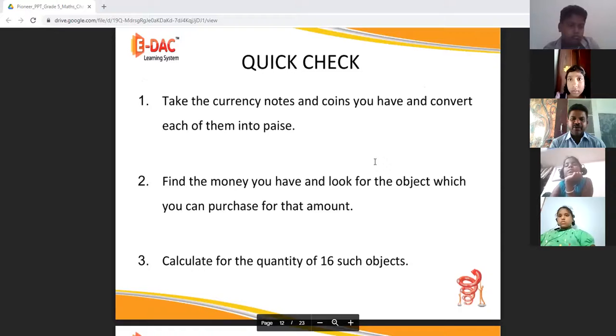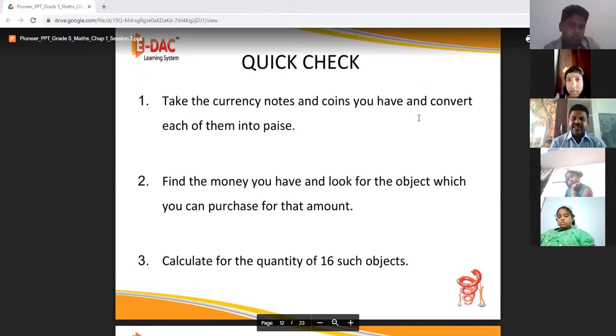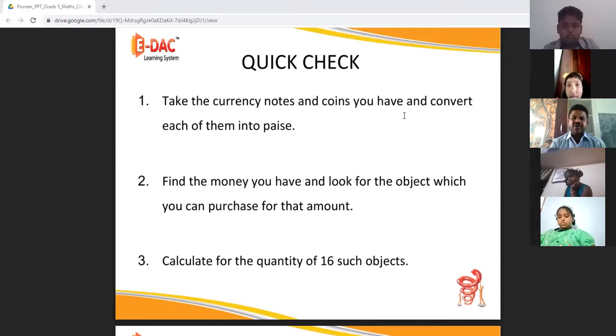And find the money you have. Just wait and look for the object which you can purchase for that amount.